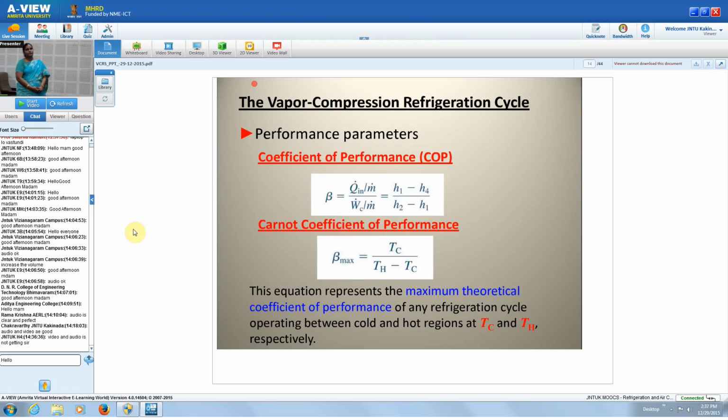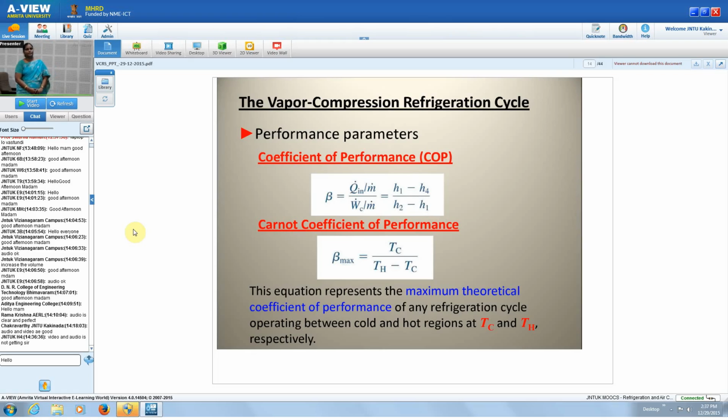So this is the coefficient of performance for the vapour compression refrigeration cycle. So the refrigerating effect is produced during the process 4-1. So that is H1 minus H4 divided by the work input to the compressor. So that is H2 minus H1.